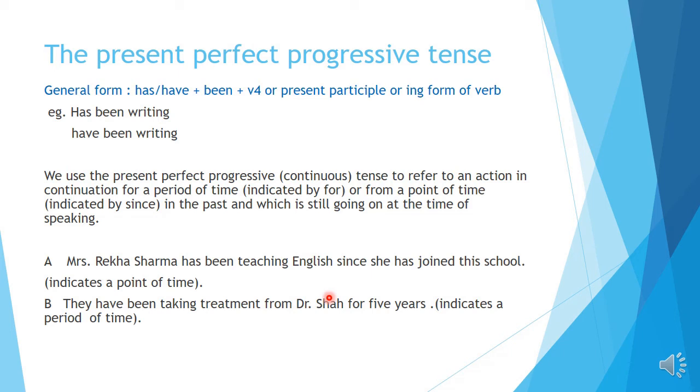Okay children. And here the word since we have, so it shows a point of time. She has joined school. This is the point of time. And in the second sentence it is for, and the word for shows a period of time. Okay, 5 years. That time gap is given, 5 years. So when the period is given, then we use the word for. Okay children.